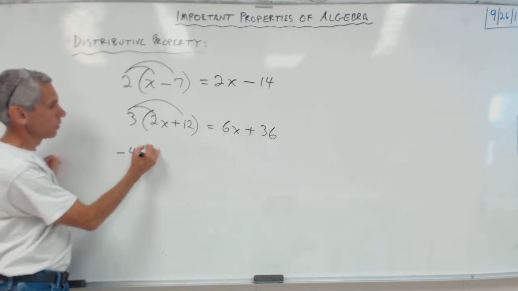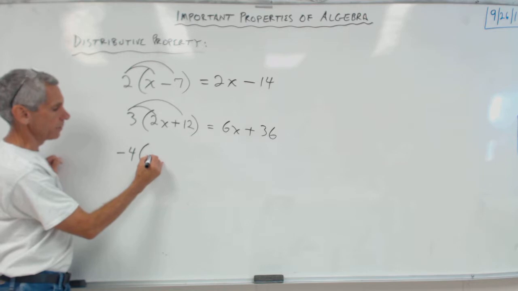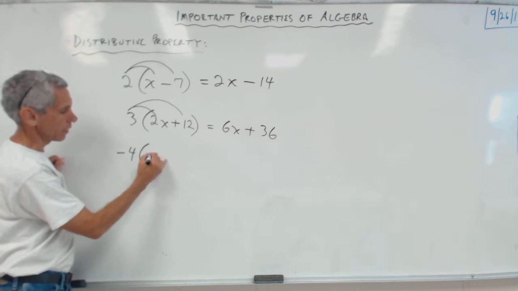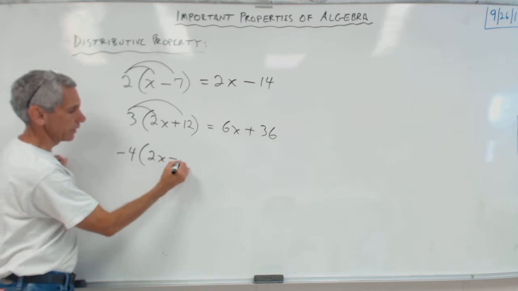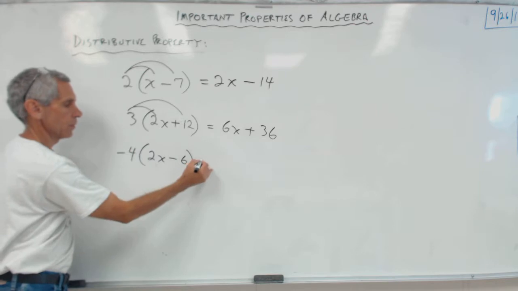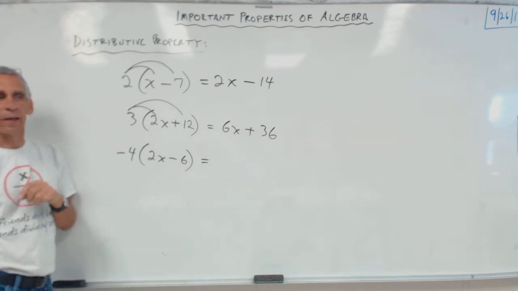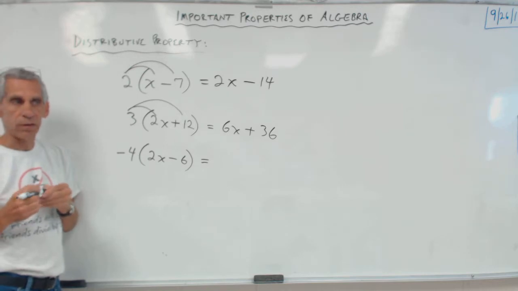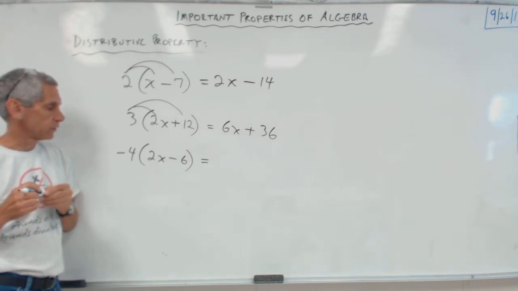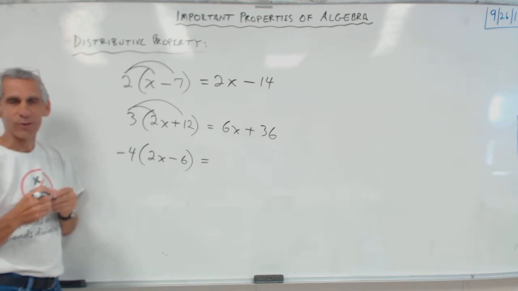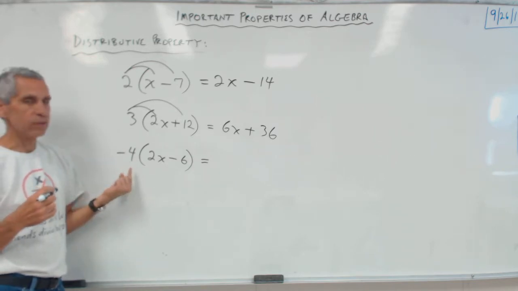Negative 4, parenthesis, 2x minus 6. All right, what would I get? Somebody different. Another volunteer. Tess, you had your hand up. But what would I do here?